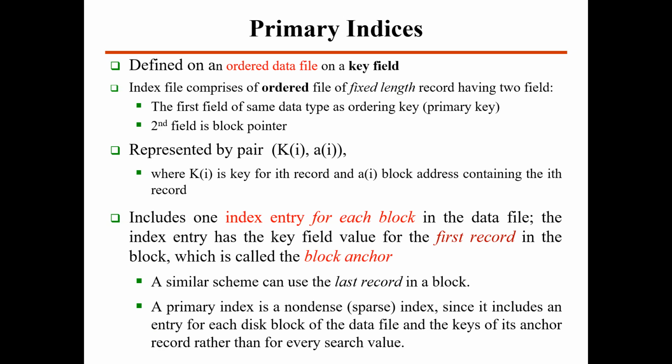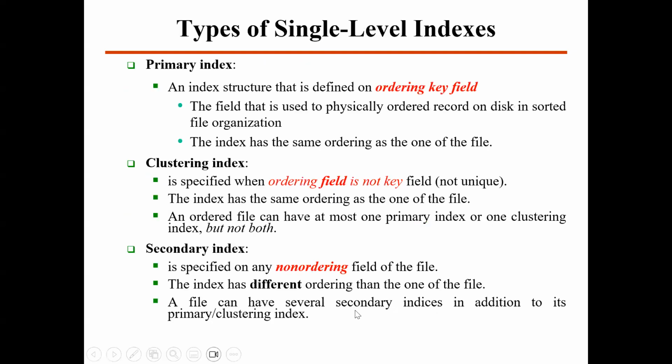A primary index includes one index entry for each block. We know this, and hence the index becomes much shorter than the data file. The index entry has the key field value for the first record in the block, which is called a block anchor. So for example, like this.